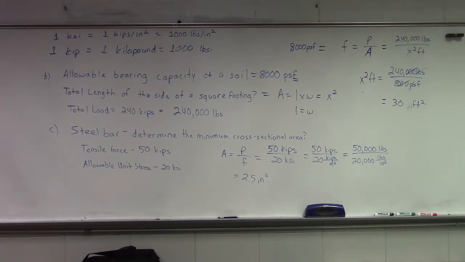What do you get for D? Like 12. 12 by 12. Is that what you got? Because what was the area that you got? 115. We have to find a square. Yeah, I didn't catch it.